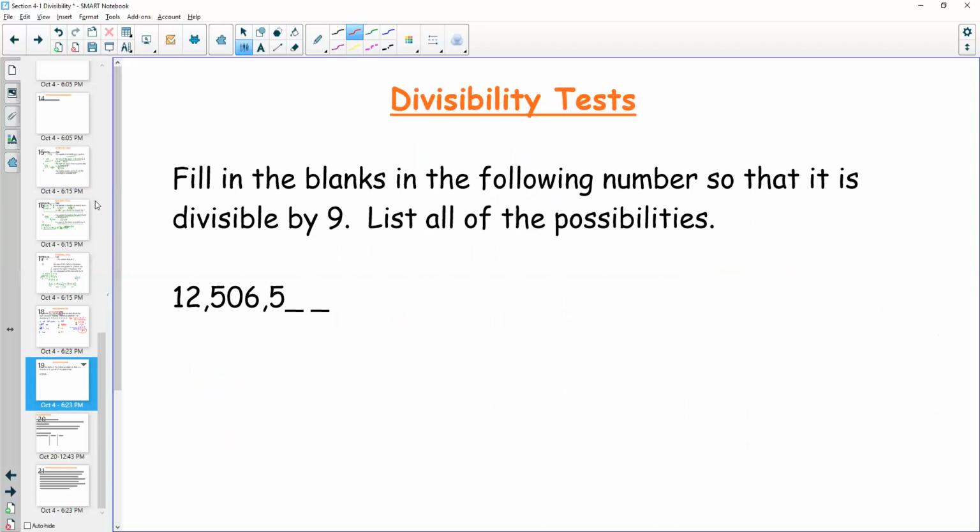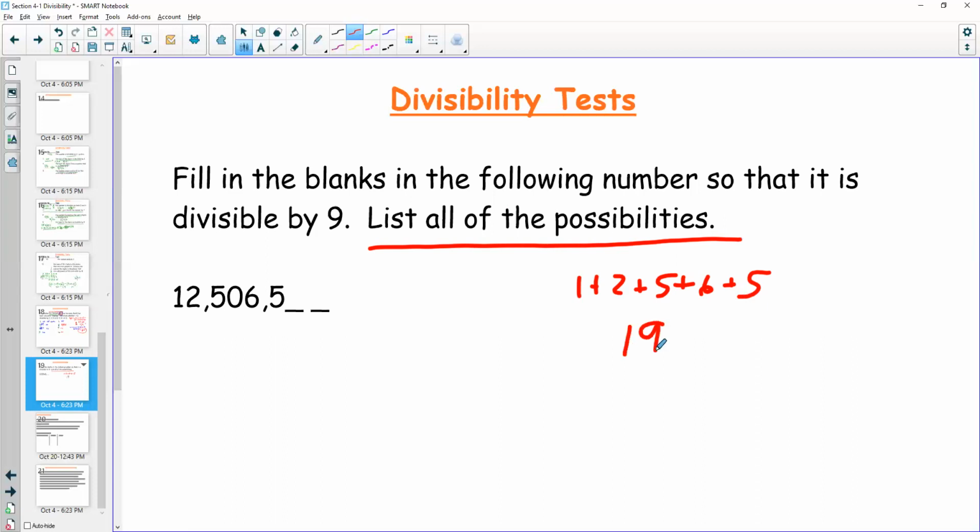We can do some work here to mess around and make numbers divisible, okay? We want to take this number that we have here and make it divisible by 9. I want to fill it in as many ways as possible, so list all the possibilities. For something to be divisible by 9, the sum of the digits has to add up to something divisible by 9. So I have to look at the sum of the digits I have to start. 1 plus 2 plus 5 plus 6 plus 5, 3, 8, 14, 19. So right now I have a sum of 19.